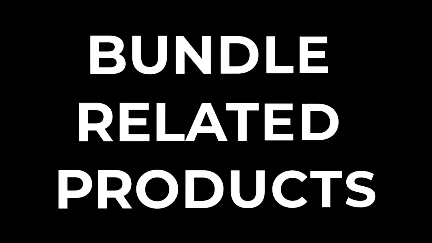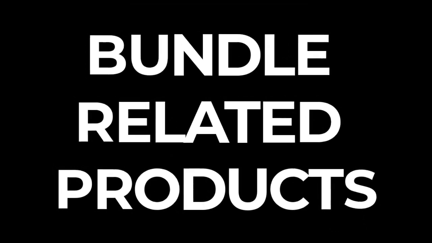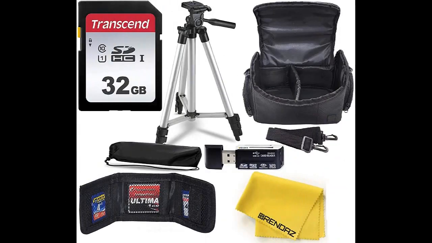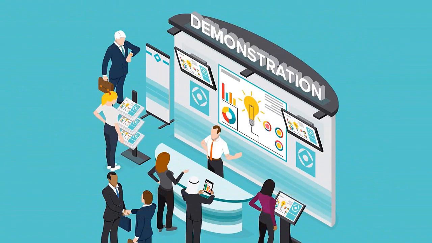The second technique is to always bundle related products so that the customer doesn't need to look for the necessary components or accessories. For example, bundling a memory card, tripod and a carry case when the customer is purchasing a DSLR camera makes sense. Here we have to note one important thing, that is, we should always demonstrate how the additional product or the cross-sold product works with the primary product which is being purchased by the customer.